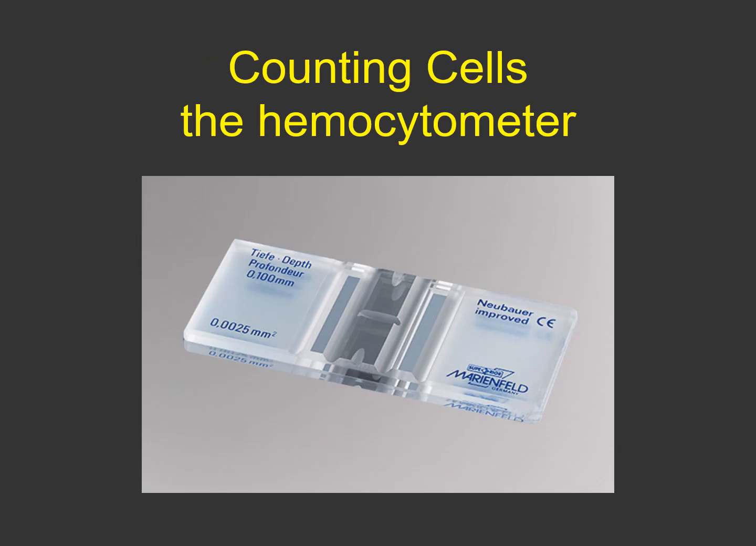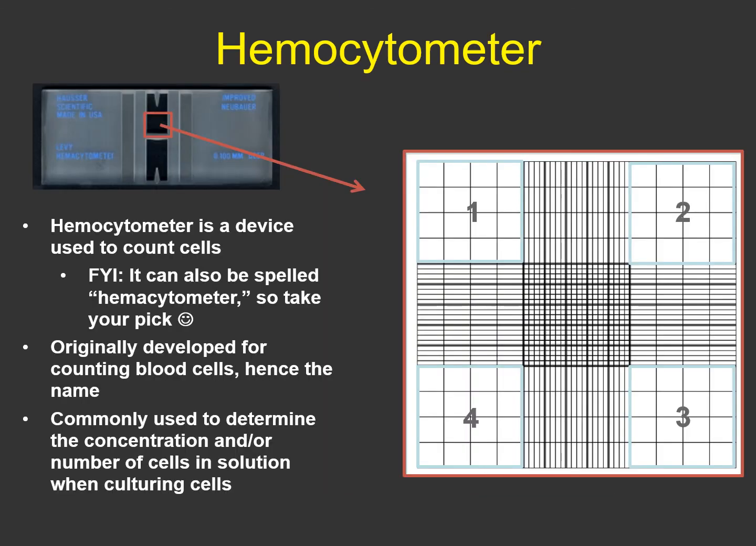The other thing I want to talk about is a little bit about counting cells, and there is a device known as the hemocytometer that we can use to count cells. The hemocytometer was originally developed for counting red blood cells, but it actually works as a very convenient way for counting mammalian cells as well.